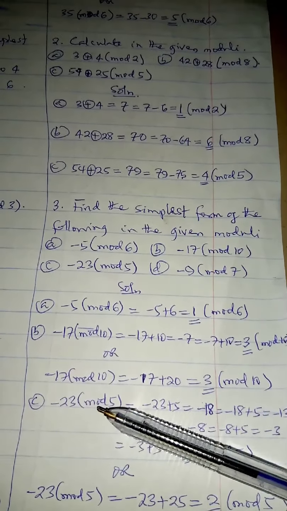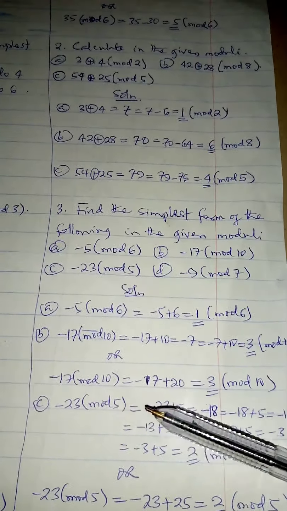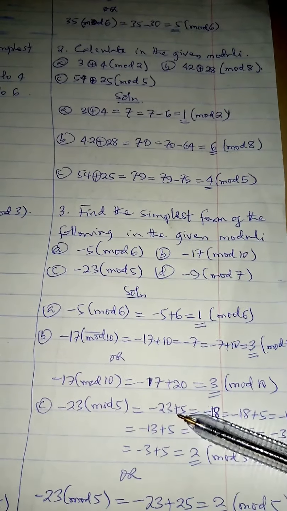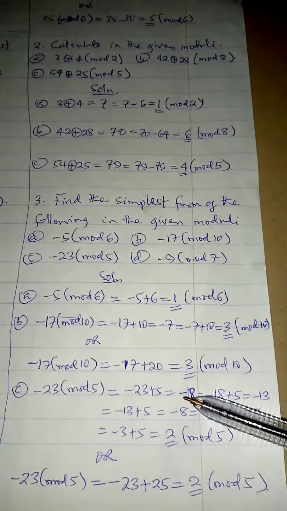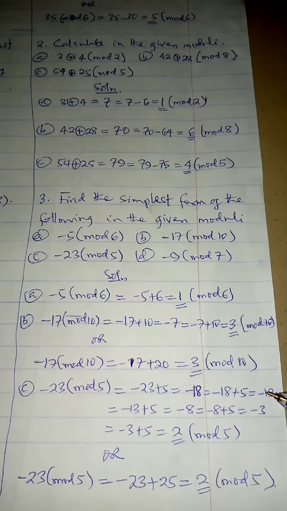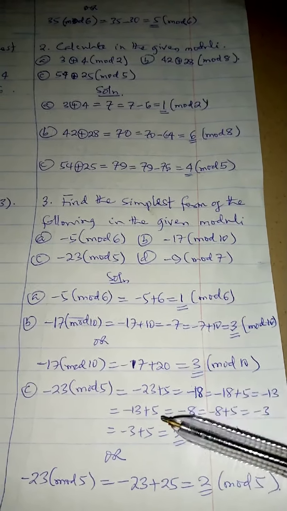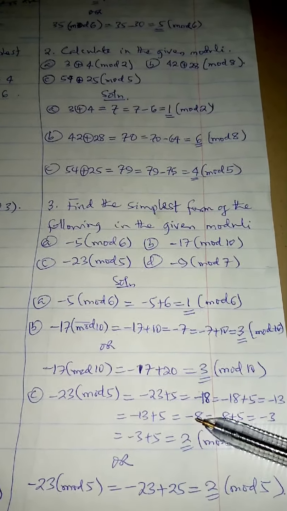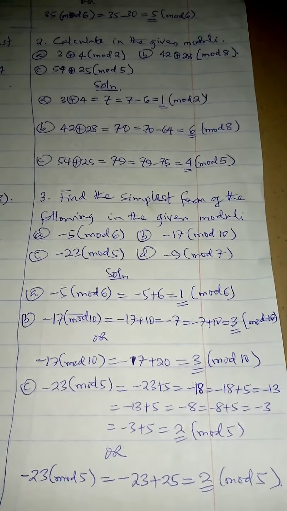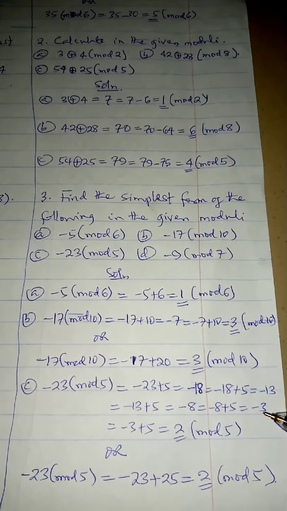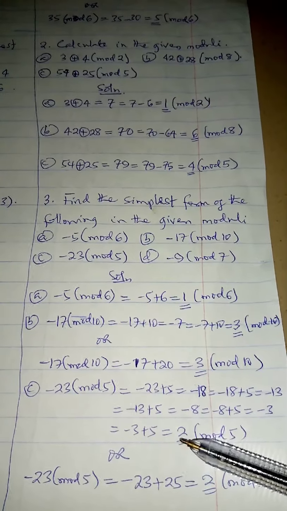For minus 23 mode 5, you can be adding 5 gradually. Minus 18, you can't stop, add 5 again. Minus 13, you can't stop, add 5 again. Minus 8, you can't stop, add 5 again. Minus 3, you can't stop, add 5 now, you have 2.